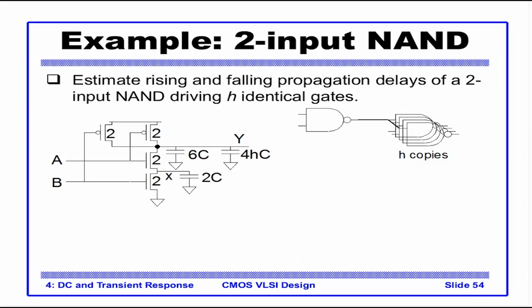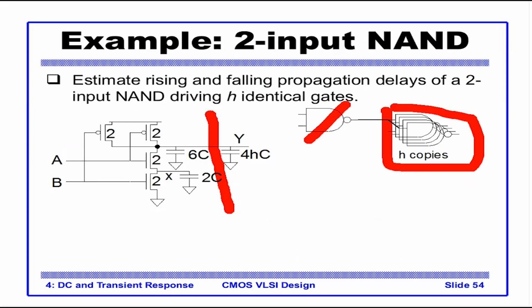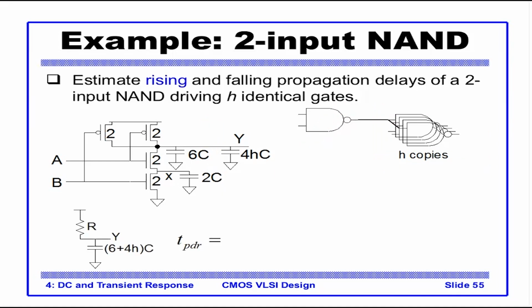So we try to estimate the delay for a NAND gate driving H identical NAND gates. I'll break it here. The part on the left is this NAND gate. The part on the right is this circuit. Since it's H gates and each gate input gives 4C, the capacitance here is 4HC. Then 6C, 2C. We saw how this calculation was done earlier. So now we try and calculate.